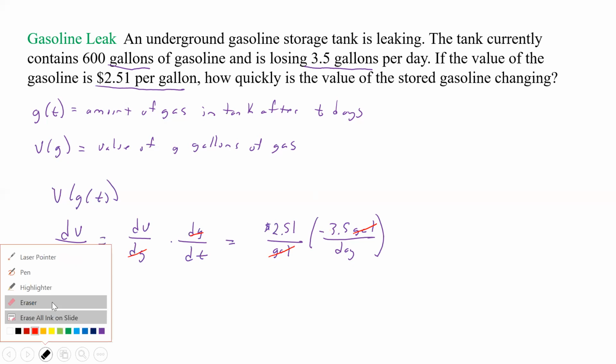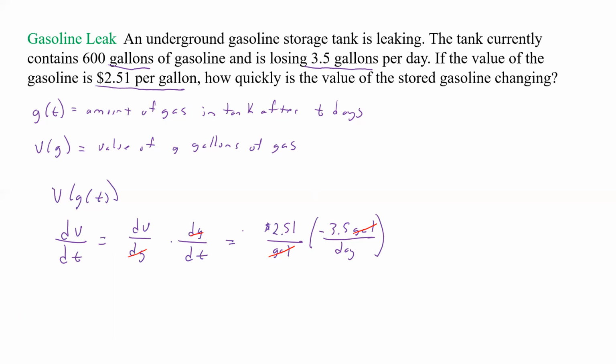We need a pen. Our dollars per day is going to be our change in the price of gas. So we're going to take 2.51 times 3.5, and that means it's going to go down negative $8.785 per day. Okay, so that's how quickly the value of the stored gasoline is changing. That's how much we're losing per day, because we are losing that 3.5 gallons of gasoline every day from a leaky tank. So it shows you, over time that's going to be quite a bit. If you don't catch it, you're going to lose a lot of value.